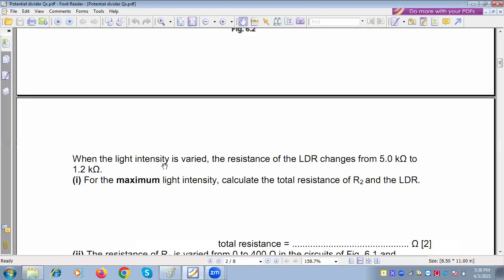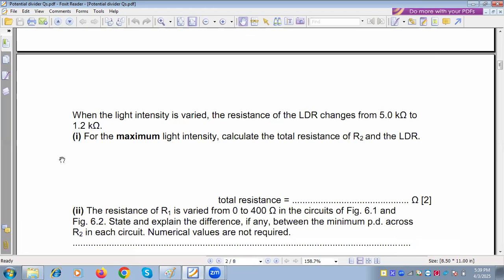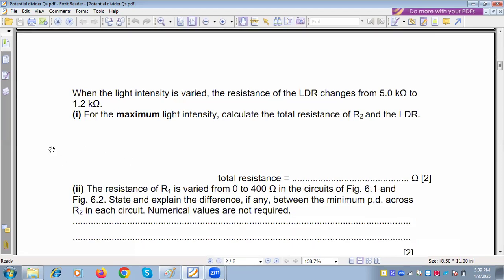When the light intensity is varied, because of the LDR, the light dependent resistance, the greater the intensity of the light, the smaller the resistance. And when the LDR is in darkness, the resistance will be more. So here, when light intensity is varied, the resistance of the LDR changes from 5 kilo ohm to 1.2 kilo ohm. For maximum intensity, calculate the total resistance of R2 and LDR. R2 and LDR are in parallel.